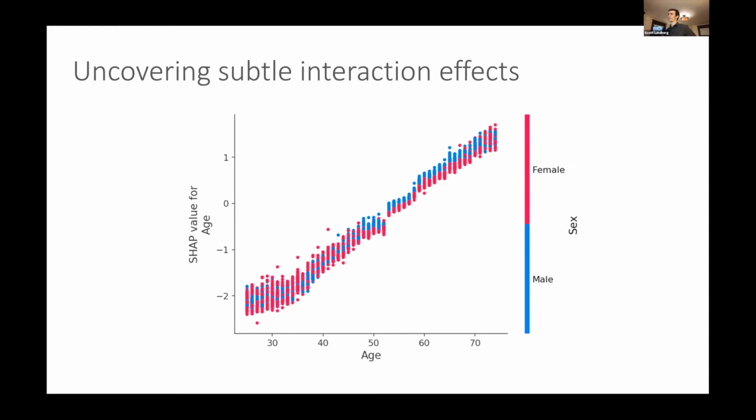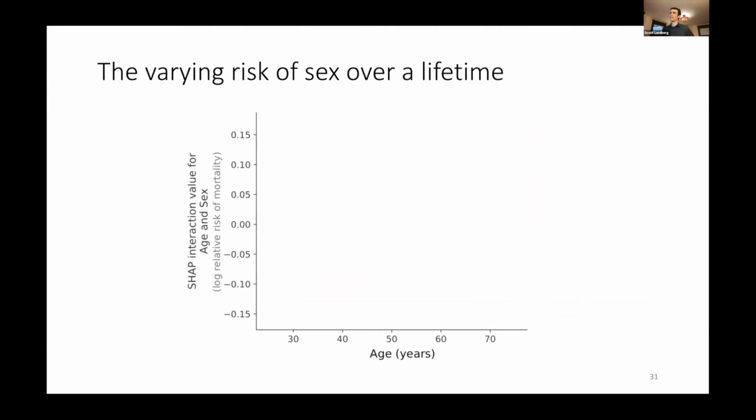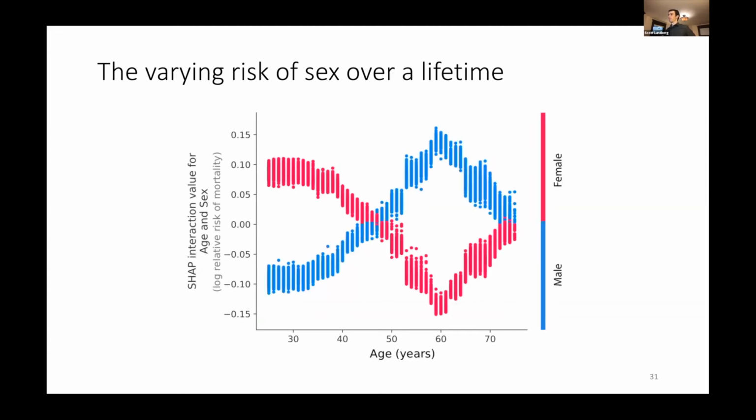Well, it turns out that you can actually extend these game theoretic concepts to interaction effects. And when you do that, you get the ability to plot these interaction effects by themselves. So here we're plotting the interaction effect between age and sex over someone's lifetime, okay? So we have age, one of the features, on the x-axis, we color by the second feature, and then we use the y-axis for the interaction effect.